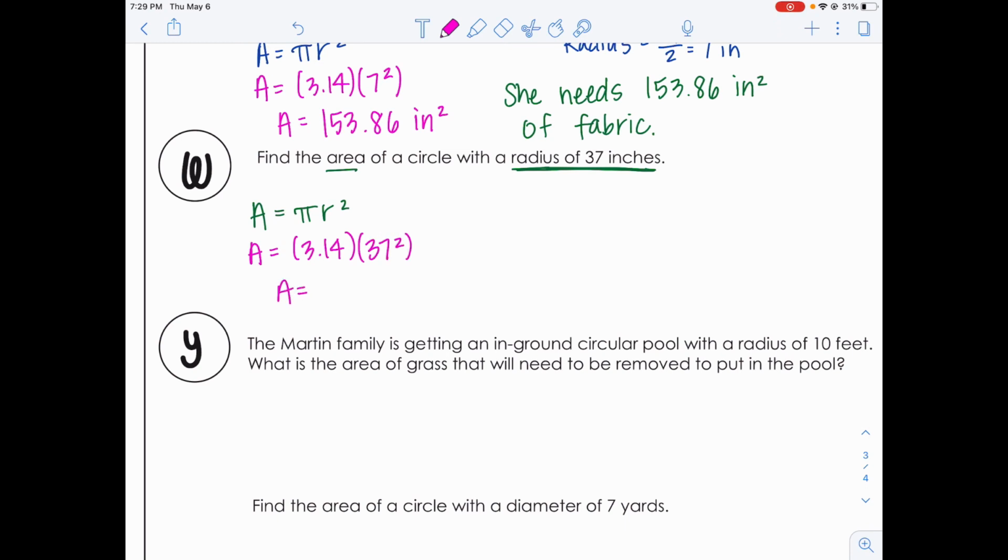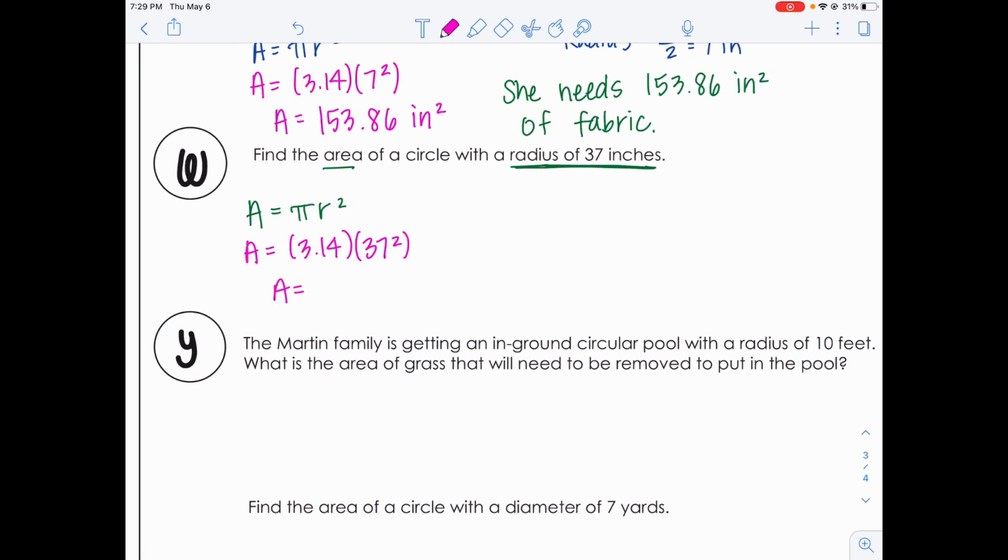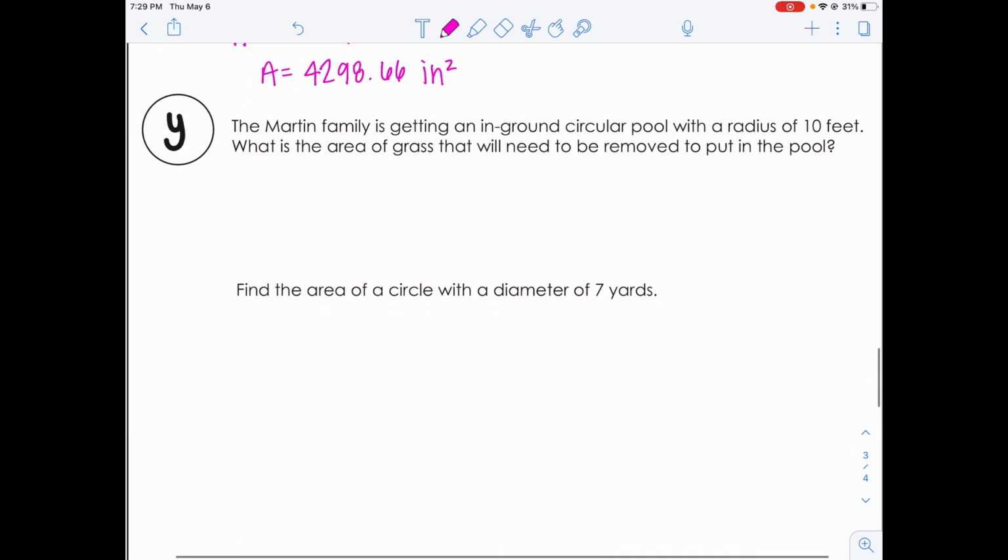Type it all into your calculator. 3.14 times 37 squared. I get that the area of this circle is 4,298.66 hundredths inches squared. And like I said, I wouldn't consider this a word problem, so there is no need to write a sentence. There are two problems underneath. Go ahead and pause the video. Try these two on your own, unpause the video, and check your work with me.